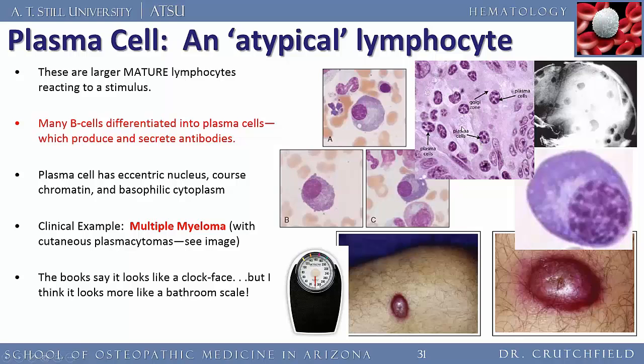These are the guys that secrete antibodies. And again, maybe this looks like a clock face. I guess it sort of has a nucleus with 3, 6, 9, 12 o'clock. But the mature plasma cell lymphocyte in the peripheral circulation looks like this guy. And here, I guess they're trying to say it looks like a clock face. Again, I think it looks more like a scale that you're stepping on.